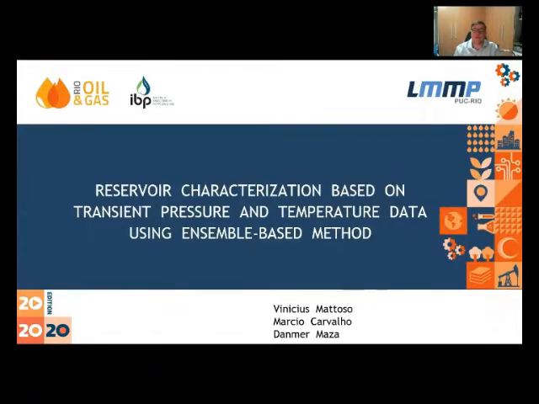Hello everyone, my name is Vinicius Mattoso, and the title of this work is Reservoir Characterization based on transient pressure and temperature data using an ensemble-based method. This work is a preview of my master thesis at LMMP from PUC-Rio. It is advised by Professor Márcio Carvalho and co-advised by Dr.